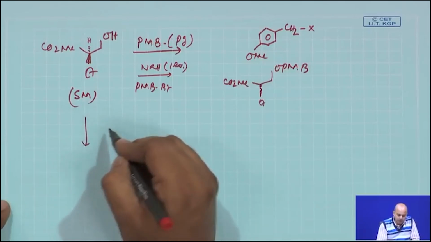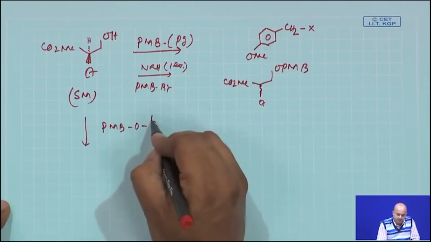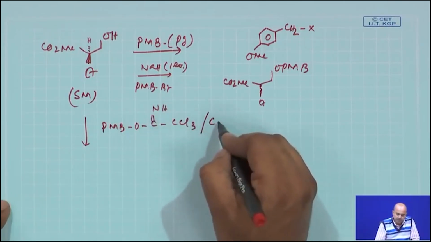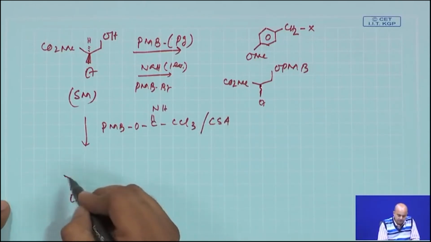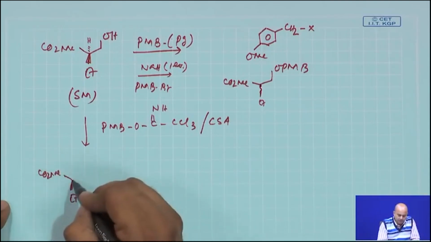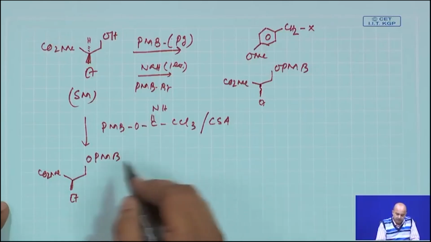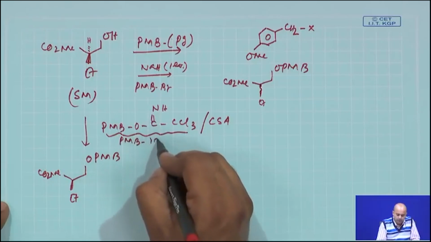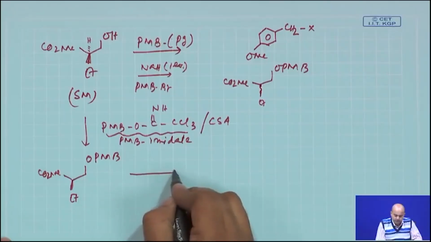Now, in this case we have already talked about how you can use PMB imidate. The PMB imidate we have explained how you can prepare, and basically you need a mild acidic condition. So, first is your PMB imidate, which will basically protect the primary hydroxy group as it is. Okay. And the chemistry of PMB imidate we have already explained to you in an earlier lecture. So, please try to refer to that lecture. Now, your remaining steps are absolutely similar.